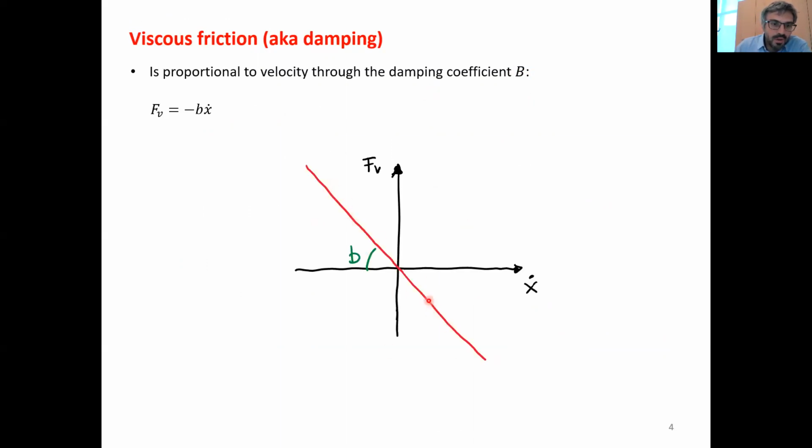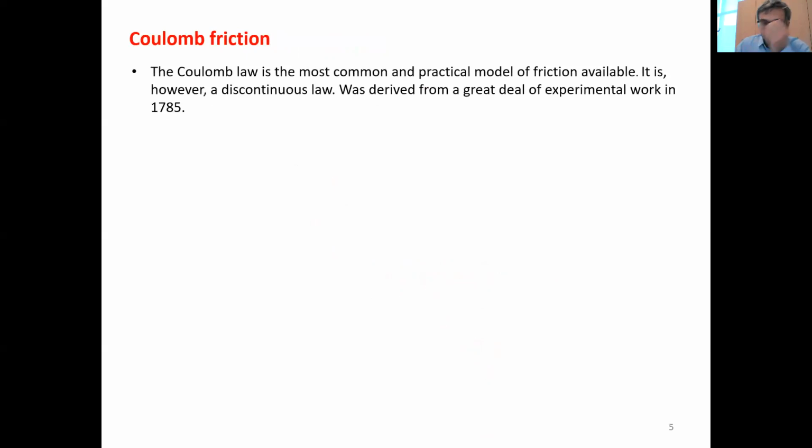And it has this shape. So if we have the speed, consider a mass sliding on a plane, with a positive linear speed: the force is always opposing the speed motion. While the Coulomb friction is coming from the Coulomb law, that is the most common, mostly used model available.